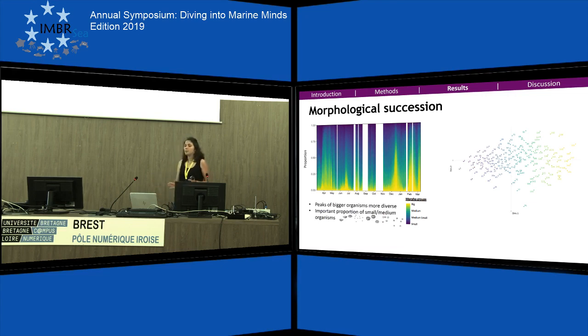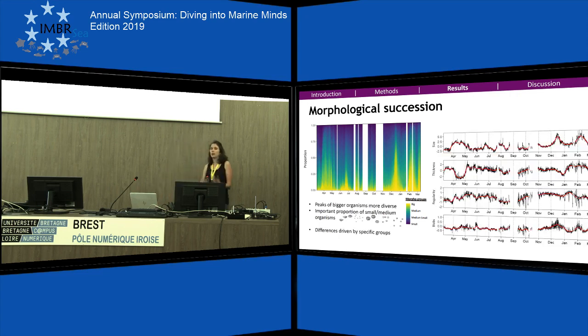And except for those peaks, most of the proportion of the organisms is small and medium small organisms, well, what I call subjectively medium small organisms. Those who are on the left side of the PCA with blue groups, and that we could relate to nanophytoplankton, for instance. And you have some examples of pictures here.